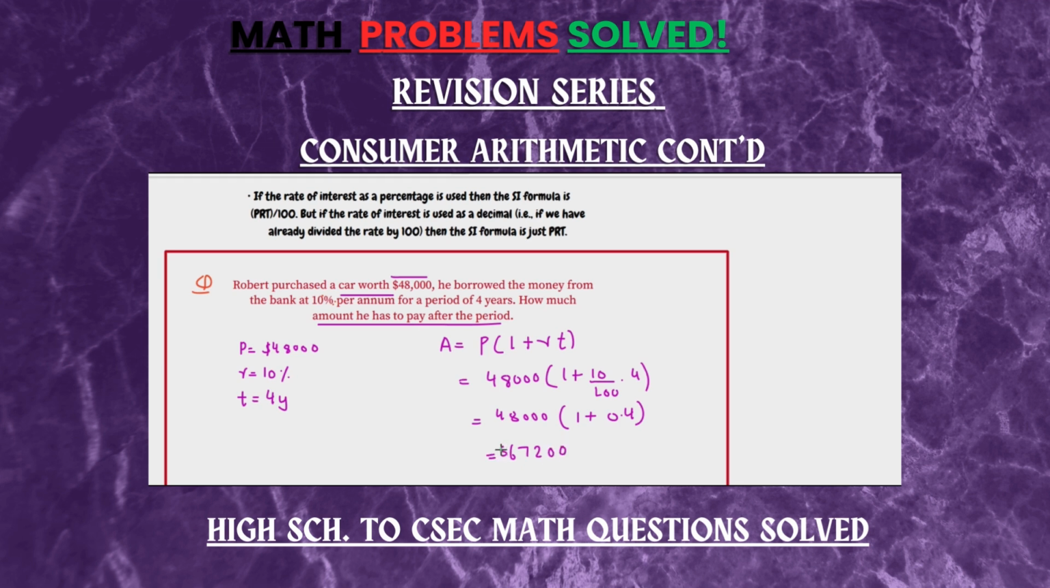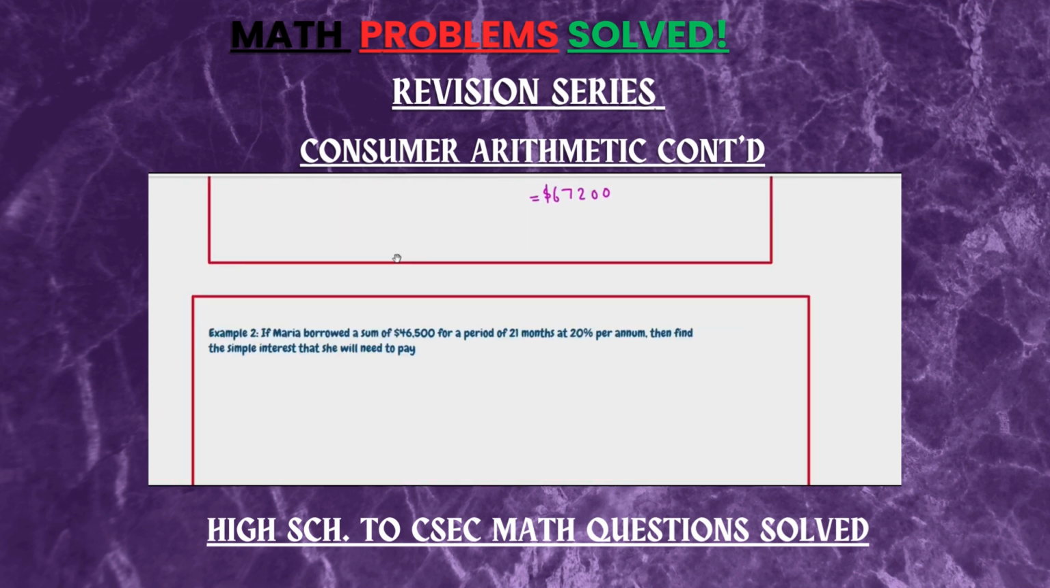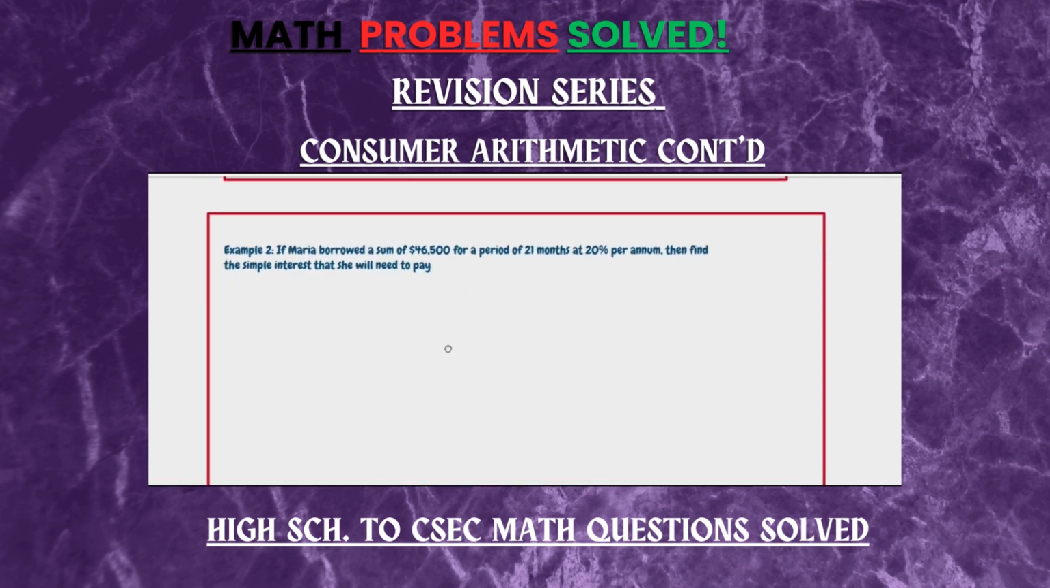$67,200. So that is the amount he should pay after 4 years. So the amount he has to pay after the period is 67,200, right? Then we will move to the next question.